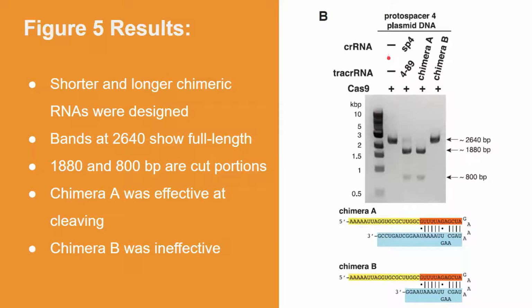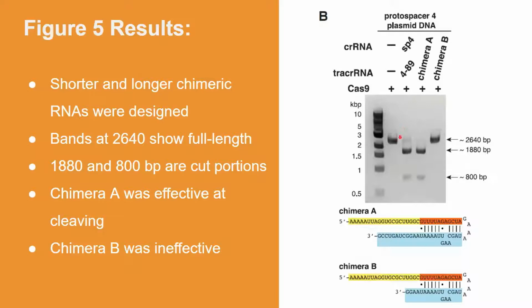And in lane 2, we can see that crRNA and tracrRNA are not present, but Cas9 is present. And the full-length linearized plasmid band is there, and it shows that Cas9 did not cleave the linearized plasmid. And this was also shown in earlier experiments, but this is used as a control for this gel. In lane 3, we can see that the protospacer 4 version of crRNA and the 4 to 89 truncated version of tracrRNA alongside Cas9 was used.